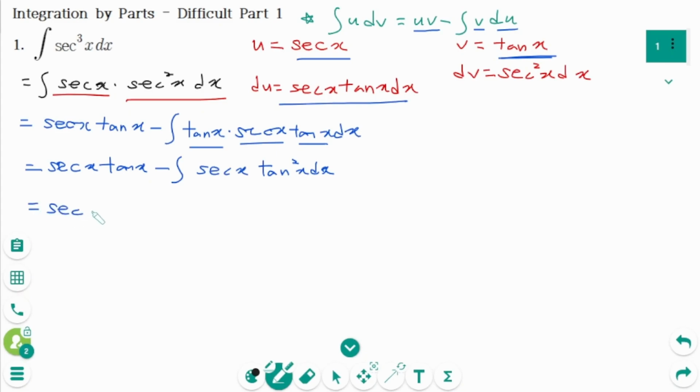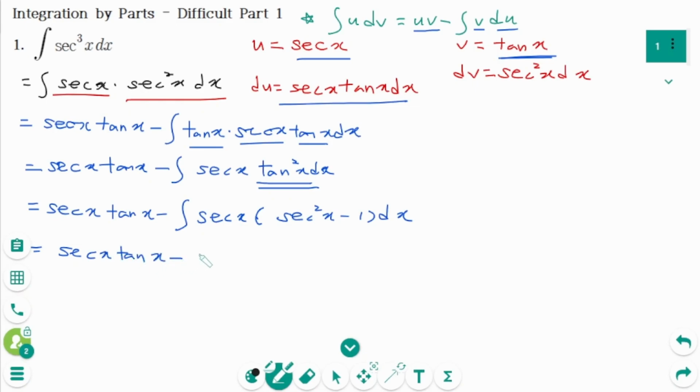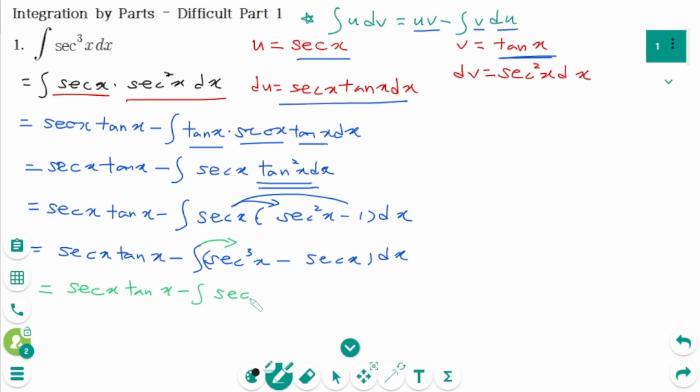Equals secant x tangent x minus the integral of secant x times, use the trigonometric identity, tangent squared x is secant squared x minus 1, then dx. Equals secant x tangent x minus the integral of, expand, secant cubed x minus secant x dx. Then we can rewrite as secant x tangent x minus the first one, the integral of secant cubed x dx, and plus the integral of secant x dx.